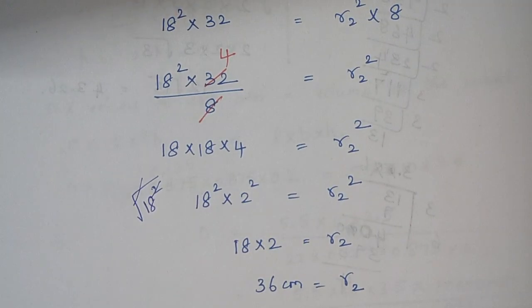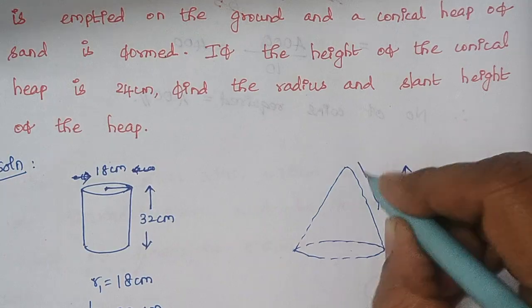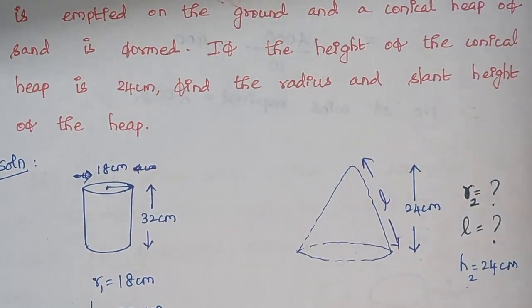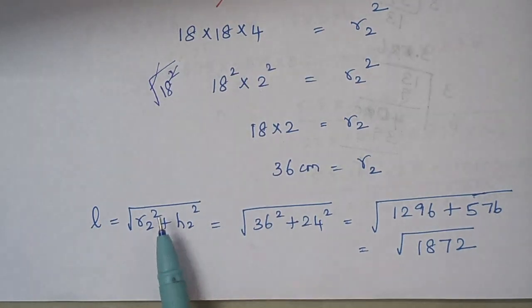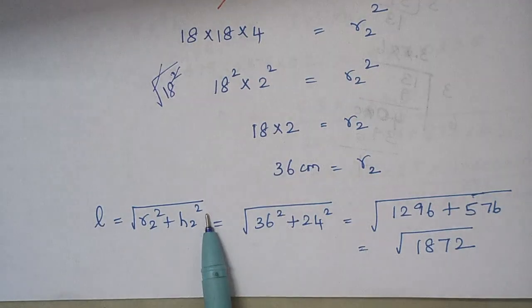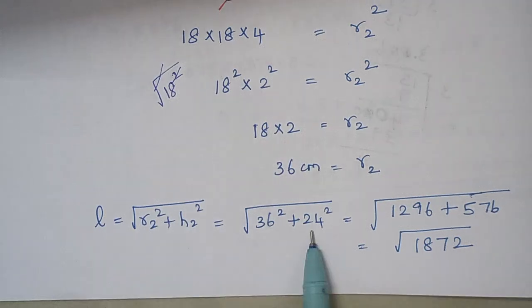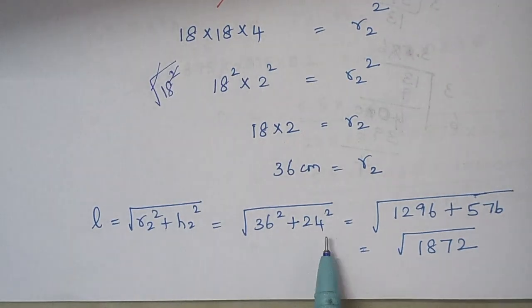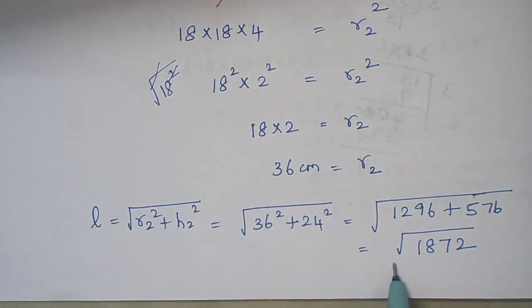Now we have to find the other parameter which is the slant height of the cone. So in this diagram what is the slant height? This length is known as the slant height of the cone. So the formula is L is equal to square root of R2 square plus H2 square. So what is the value of R2? It is 36 and the value of H is given which is 24. So 36 square plus 24 square finally gives the answer as 1872. That is square root of 1872.